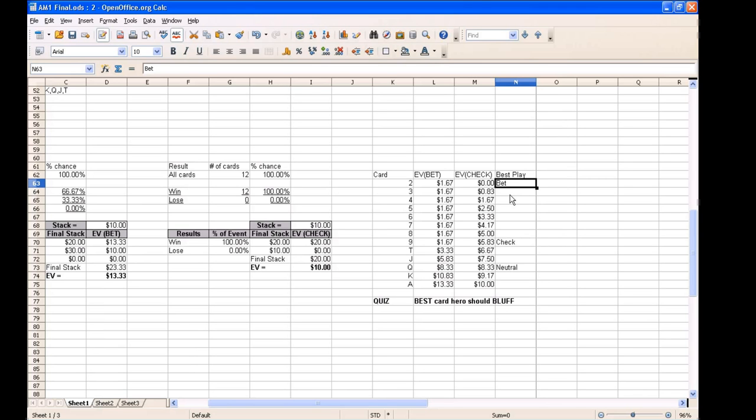So we'll just type them in. Bet, neutral, check. Why is it doing it to me? And I'll just copy and paste them down.